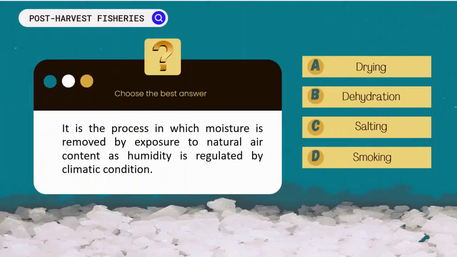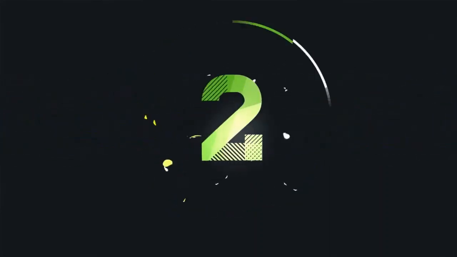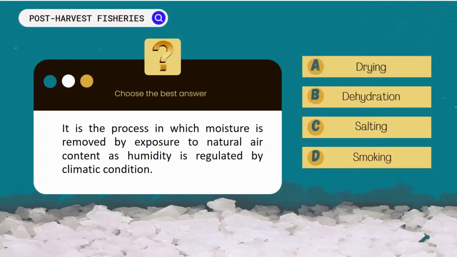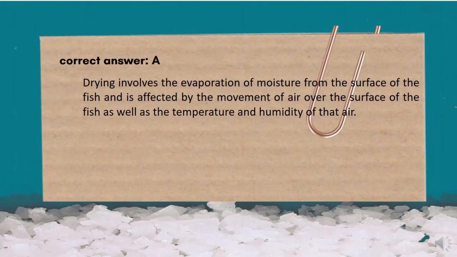It is the process in which moisture is removed by exposure to natural air content as humidity is regulated by climatic conditions. A. Drying. B. Dehydration. C. Salting. D. Smoking. The correct answer is A. Drying involves the evaporation of moisture from the surface of the fish and is affected by the movement of air over the surface of the fish as well as the temperature and humidity of that air.